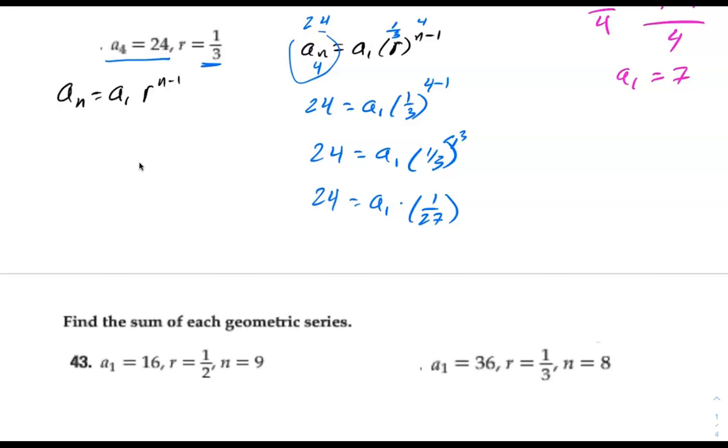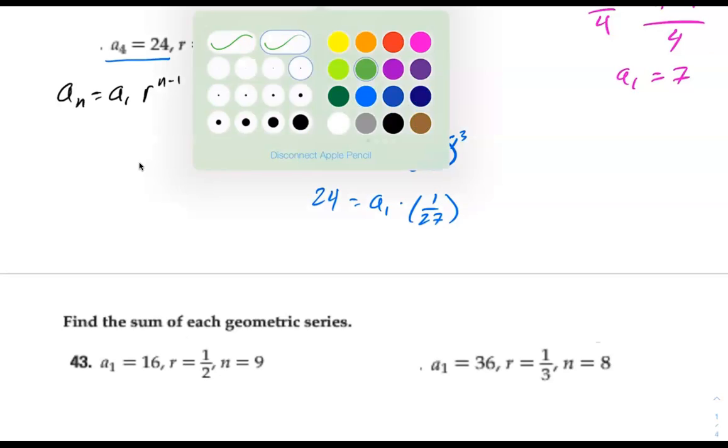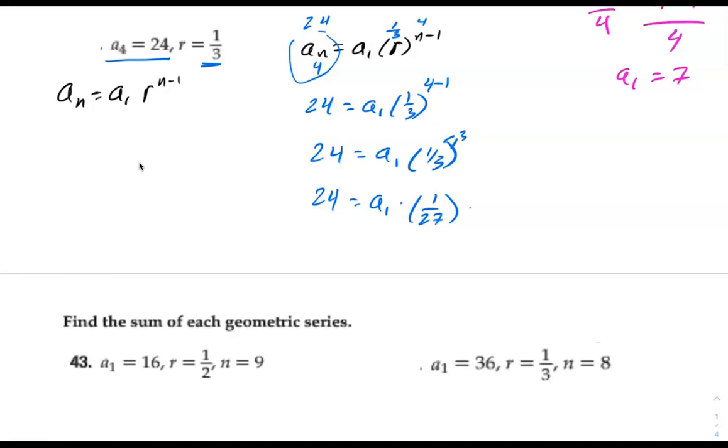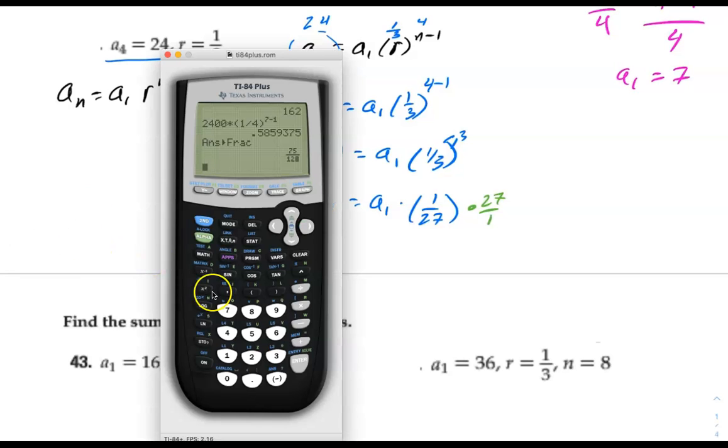Yeah, 27. And then what we do here is we try to solve it. So multiply by the reciprocal, 27 over 1. 27 times 24. I wish I knew that. I'm not Art Benjamin. That's a math teacher reference. And I get 648.